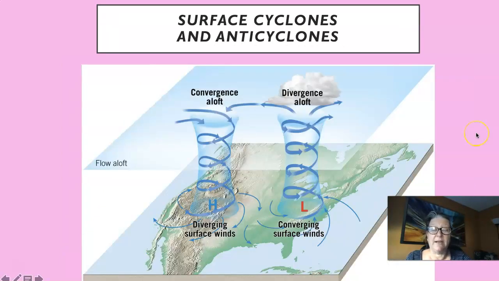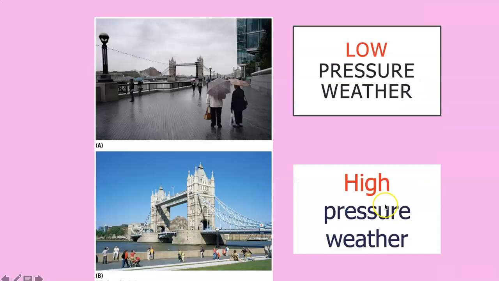Air can't just rise and go nowhere, so rising air, such as this shown going counterclockwise from a low, eventually goes towards a high and then sinks again. There's a whole complete convection cell. This is showing the Tower Bridge in London on 2 different days. Very simply, this represents low pressure weather and this represents high pressure weather. Low pressure weather, rain. High pressure weather, clear skies.